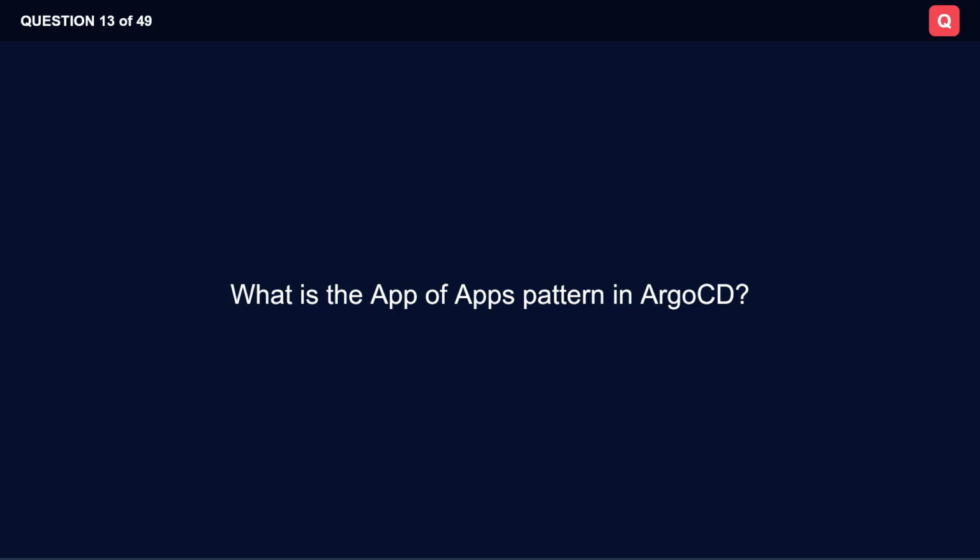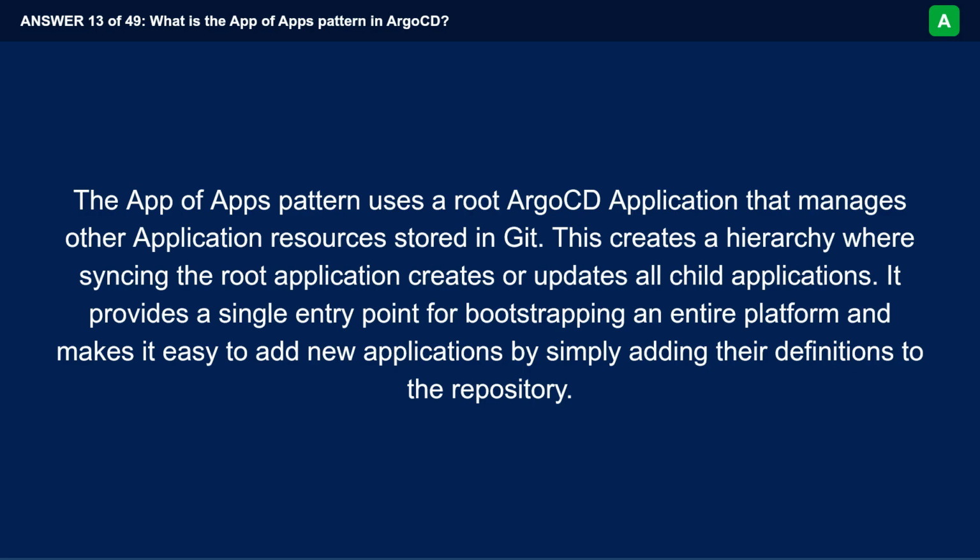What is the app of apps pattern in ArgoCD? The app of apps pattern uses a root ArgoCD application that manages other application resources stored in Git. This creates a hierarchy where syncing the root application creates or updates all child applications. It provides a single entry point for bootstrapping an entire platform and makes it easy to add new applications by simply adding their definitions to the repository.